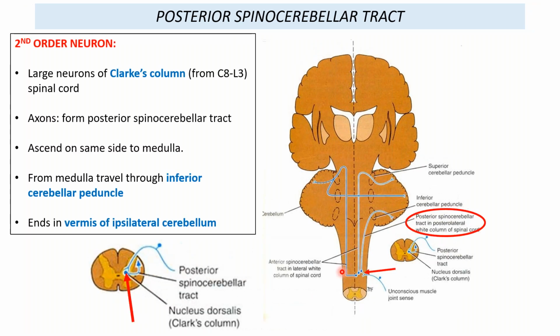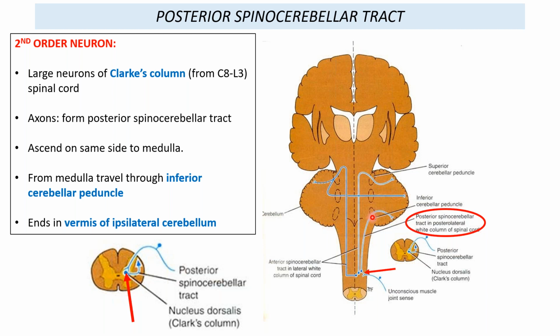Now let us see where the second order neuron is. This arrow marked area is the second order neuron, the neurons of Clark's column, which is at the level of C8 to L3 that you know, and their axons ascend upwards and form which tract? The posterior spinocerebellar tract, and they ascend on the same side of the medulla, the same side of the brainstem, and from the medulla there is a peduncle called the inferior cerebellar peduncle.